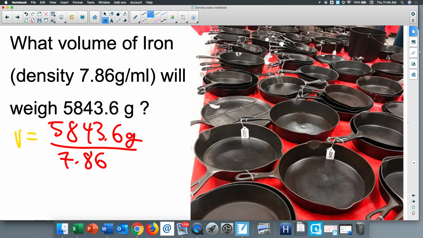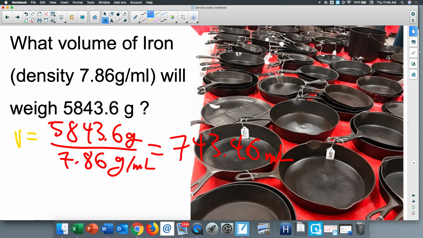Grams per milliliter. What does your calculator say the answer is, Matilde? 743.46. What unit would that be in? Milliliters. And that's the kind of stuff we're working on getting in the habit of, treating these numbers not just like numbers, but like measured quantities. What unit do they have with them?